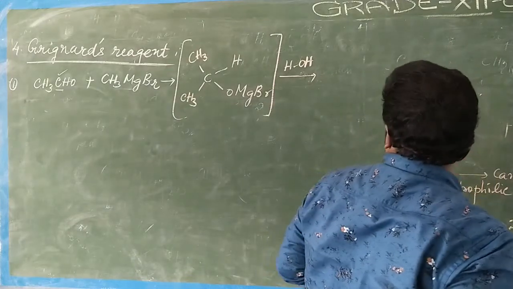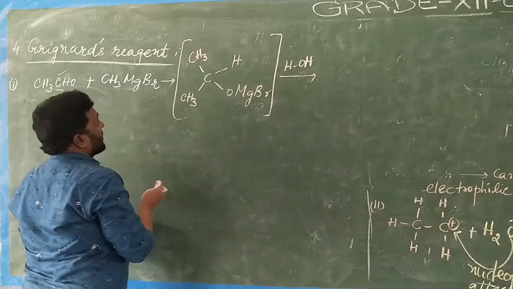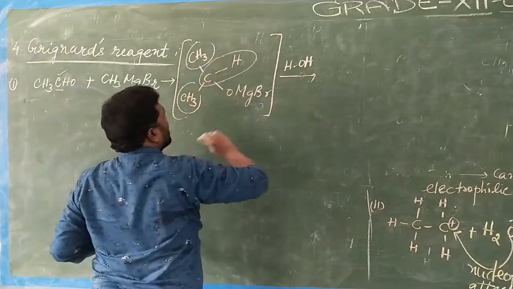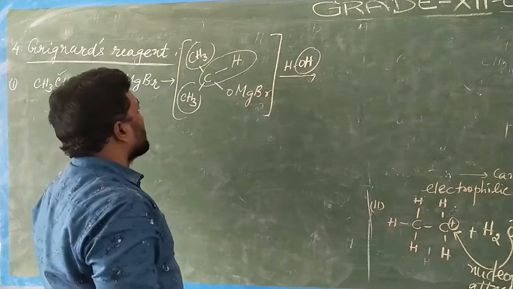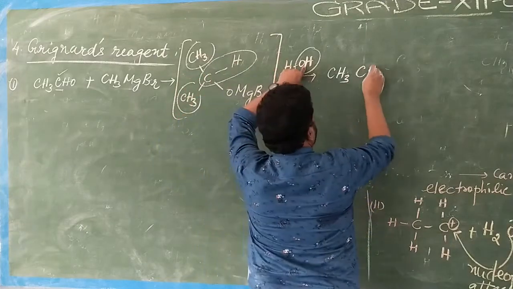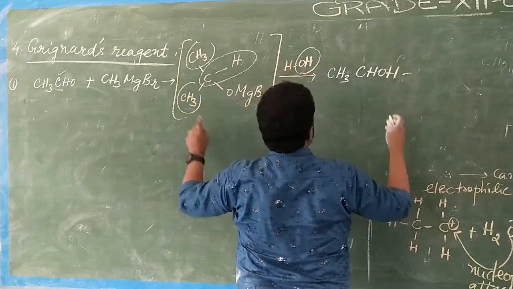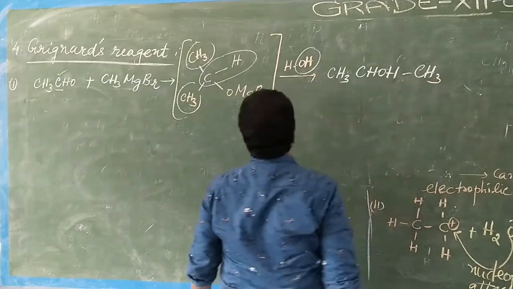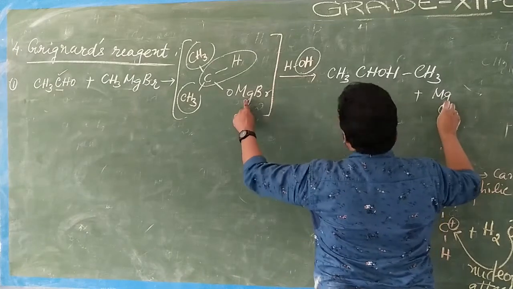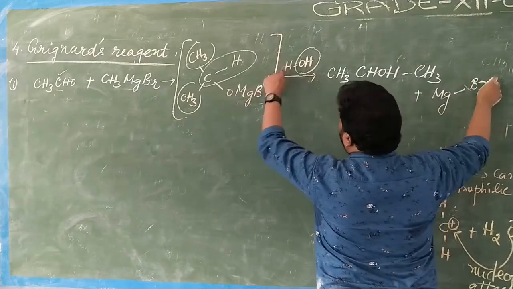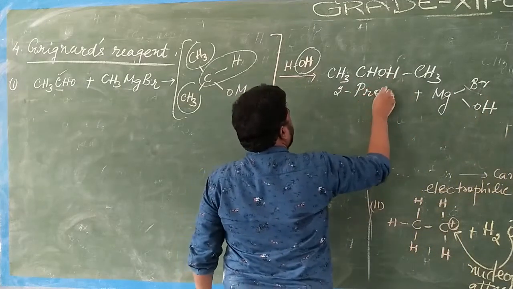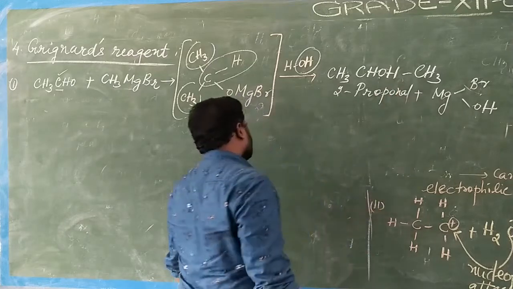Further hydrolyzing with that of the water molecule, what will be the product now? You will get CH3 CH OH, bond CH3, correct, plus MgBr and OH. This is called 2-propanol or isopropyl alcohol.